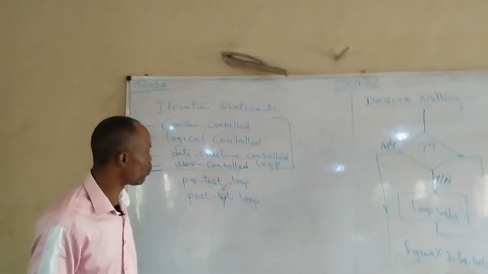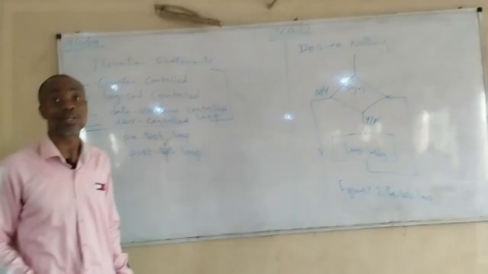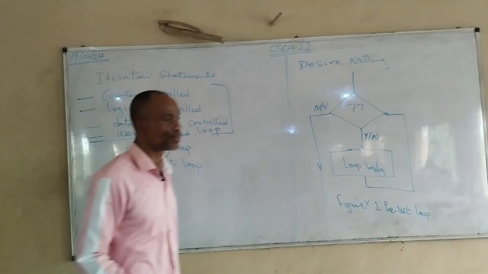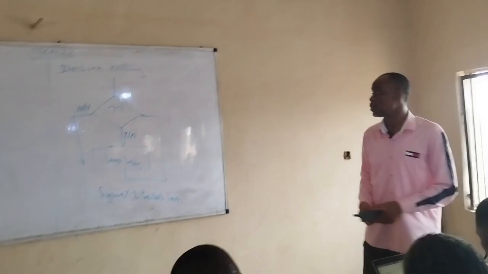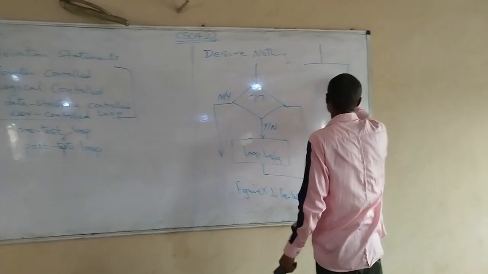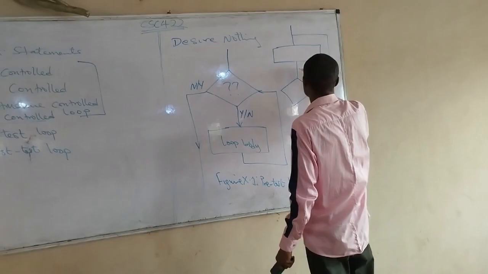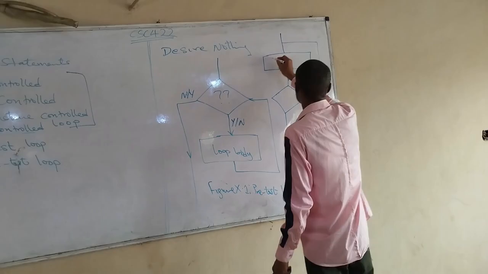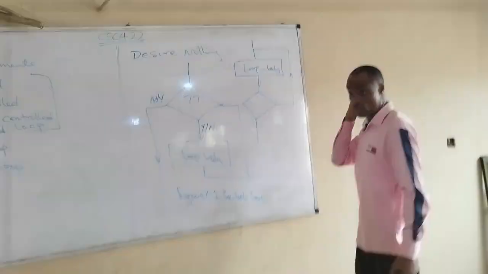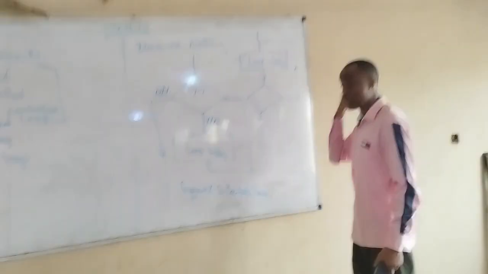Posttests, look. I hope you are hearing me. In a posttest loop, the loop body is executed at least once. And the decision to iterate the loop body is taken after the loop body.